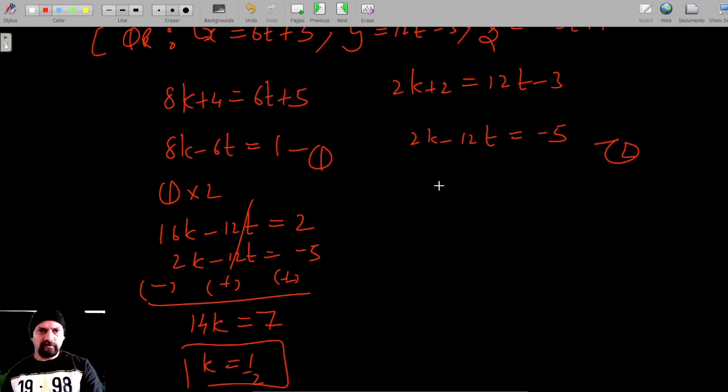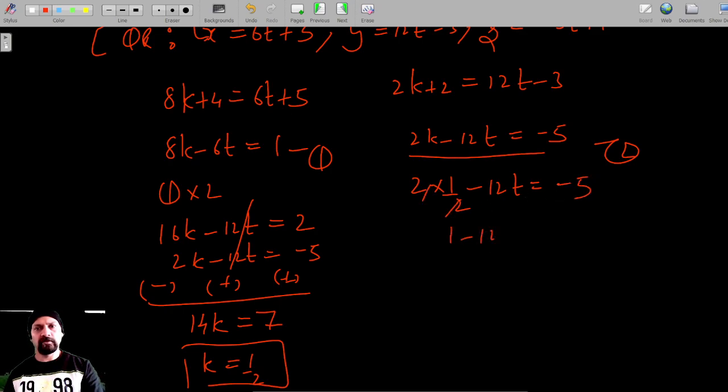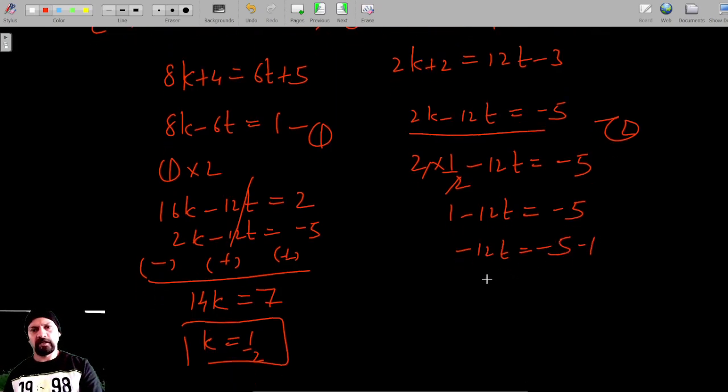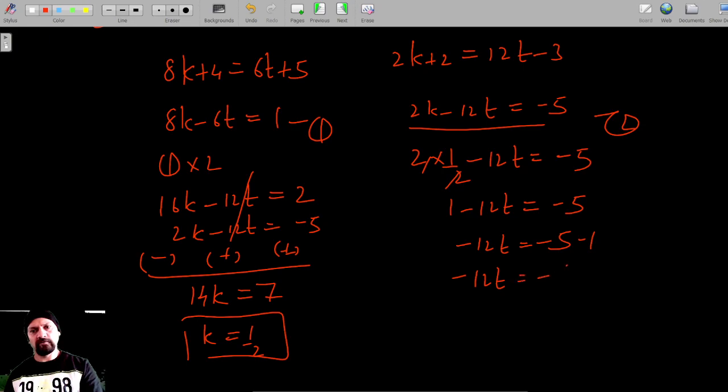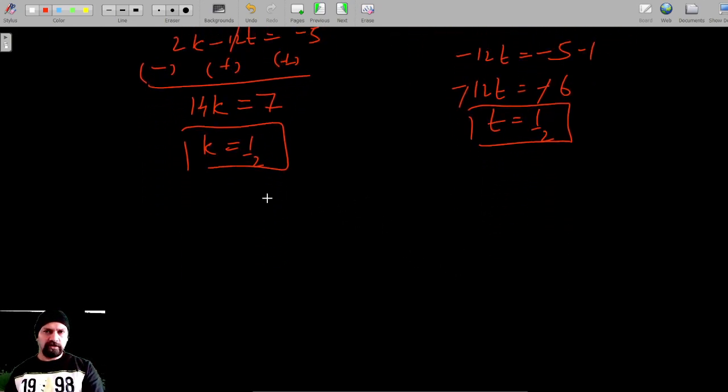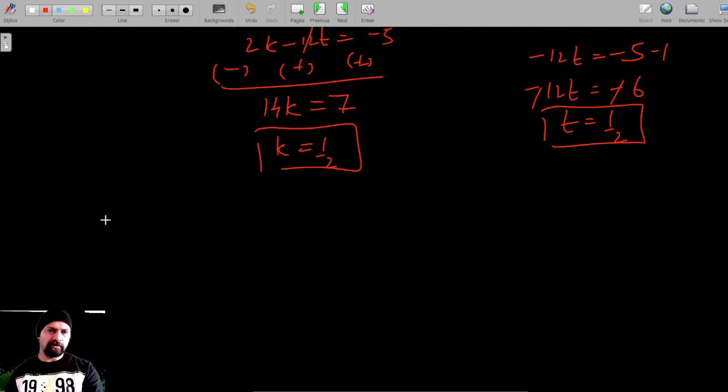Similarly, we can get the value of t. So 2 into half minus 12t is equal to negative 5. So 1 minus 12t is equal to negative 5, so 12t is equal to 6, and t is equal to half. So both the values of t and k are half.